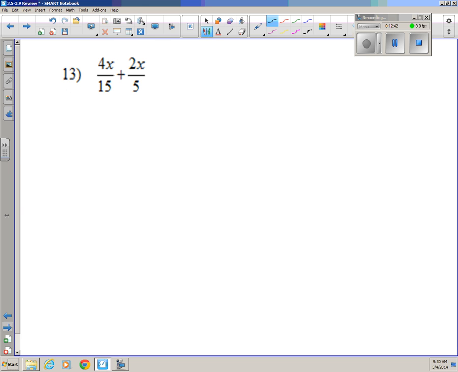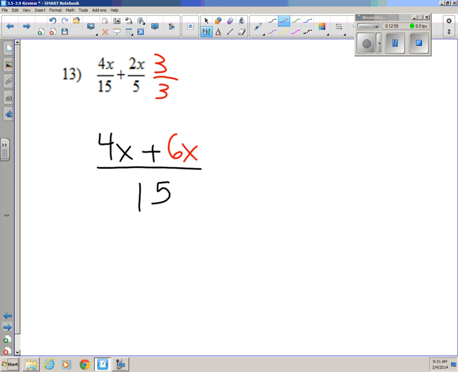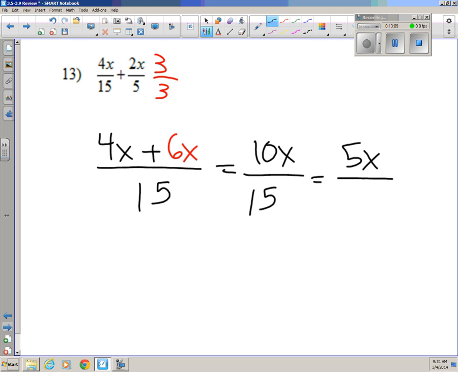Again, looking for common denominator. This is unlikes. Common denominator is 15. Nothing has to happen to the first fraction. I'm going to bring down my 4x. It happens to be plus, which makes life nice. This, to get to 15, has to be multiplied by 3. This becomes 6x. Well, I can combine the x's on top, and I can simplify monomials. 2 divides into 10 5 times. That's not true. How about 5 divides into 10? 5 divides into 10 2 times. 5 divides into 15 3 times.